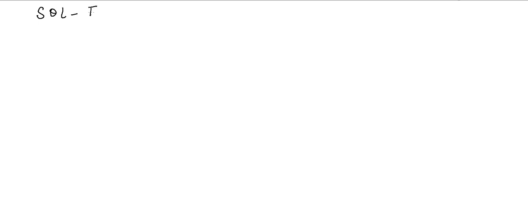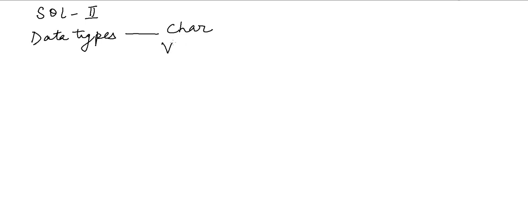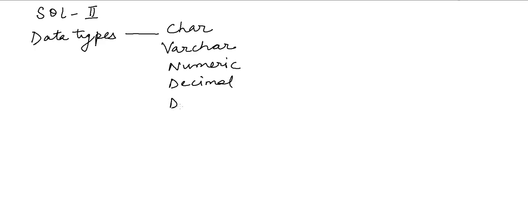SQL Part 2. In the previous session, we learned about tuple, attribute, degree, and cardinality. Today, we will talk about data types in SQL which are required for your syllabus. There are many data types, but we will work according to our syllabus. The first one is char data type. The second one is varchar data type. Third one is numeric. Then we have decimal, and then we have date. These are the data types which are in your syllabus.